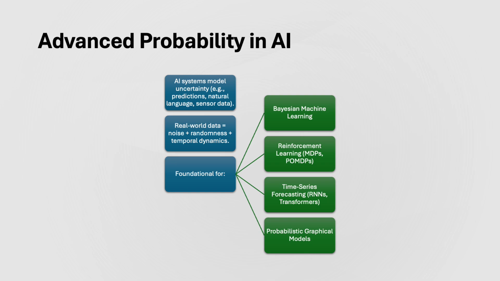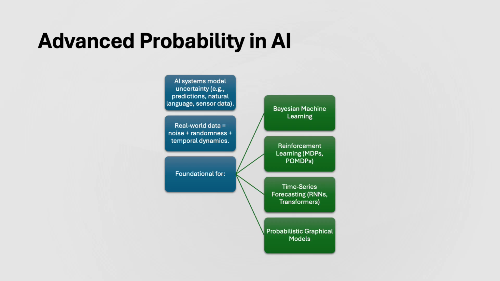Advanced probability in artificial intelligence: AI systems model uncertainty, such as predictions, natural language, and sensor data. You can say I eat food, you can say I eat cake, you can say I eat peanuts. The next word's context is changing when you say I eat, and the context is up to you, whether it's breakfast, lunch, or dinner. Real-world data equals noise plus randomness plus temporal dynamics. It is foundational for Bayesian machine learning and reinforcement learning, such as MDPs or POMDPs. We'll look into these in depth.